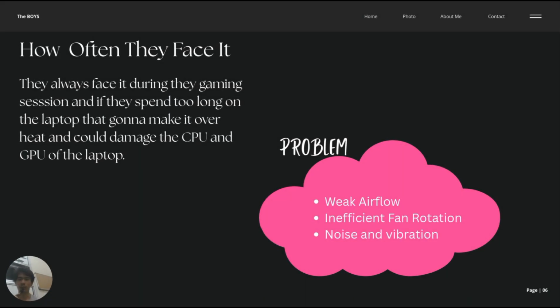The problems faced are weak airflow, as some surfaces are incompatible with the built-in cooling fan inside the laptop, and inefficient fan rotation, especially when buying second-hand laptops, as well as loud noises and strong vibrations, as some fans that are made cheaply are often unnecessarily loud and vibrate too much for comfortable use. The frequency of these issues depends on the hardware and environment, but they are generally faced semi-often on lower-end devices, especially when gaming or overusing one's laptop. Prolonged use of the laptop when it's overheating would cause serious damage to the CPU and GPU of the laptop.